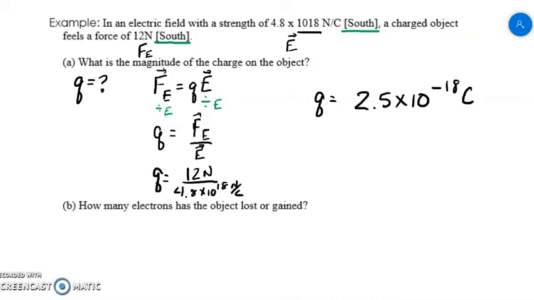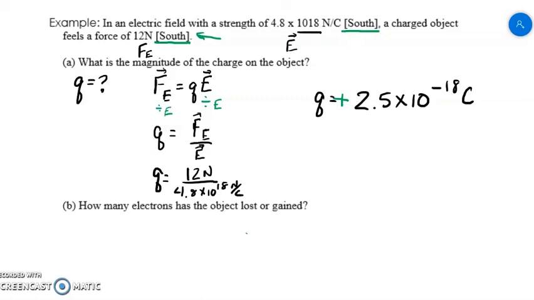And it turns out that the force being experienced is a south force. Those two things match, which means this must be a positive charge, because the field points in the direction of the force on a positive charge. Now, if this was a negative charge and the field was pointing south, you would have ended up with a force that would be north, a north force.